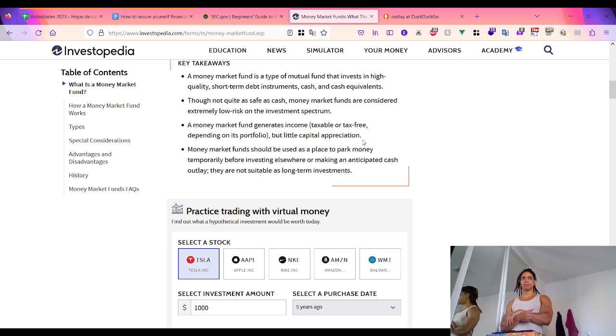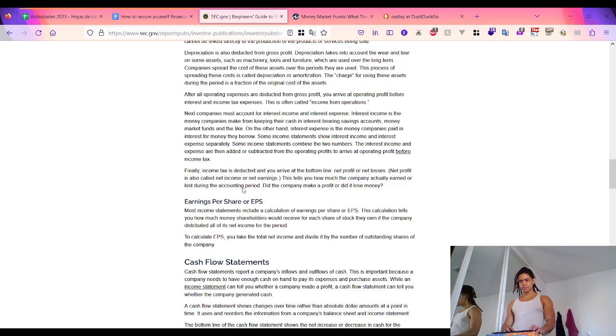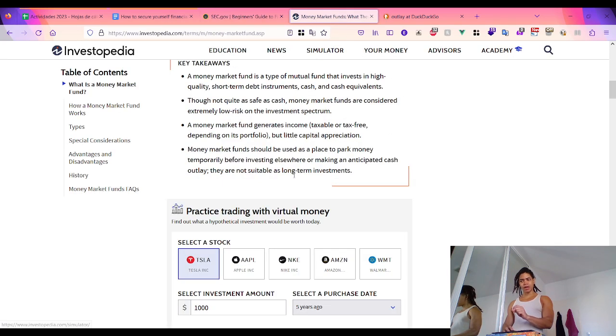They should be used as a place to park money temporarily before investing elsewhere or making an anticipated cash outlay, and they're not suitable as long-term investment. But again, here is described what is the use of this type of fund or financial instrument, which is a debt-based instrument.